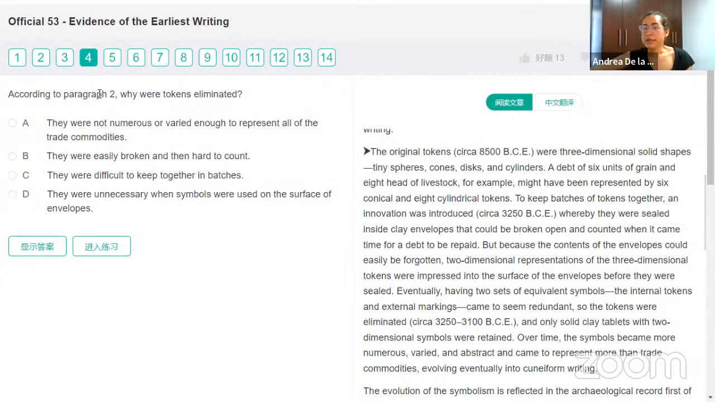Number 4 says, according to paragraph 2, why were the tokens eliminated? Este es otro detail question, no debería tomarte mucho tiempo. Buscamos esta información. Tokens eliminated, ¿no? Los keywords.